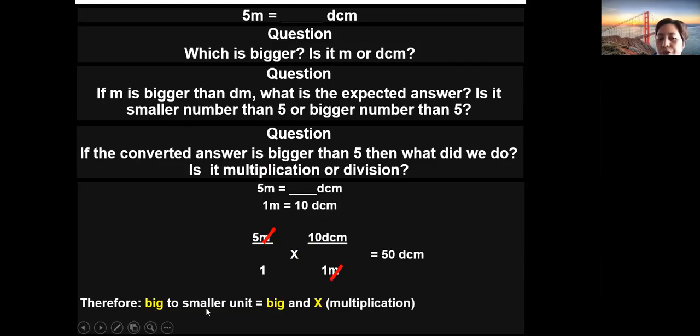So therefore, take note: big to smaller unit. Here, meter is the bigger unit and decimeter is the smaller unit, and we expect a bigger number. The operation to be used is multiplication.